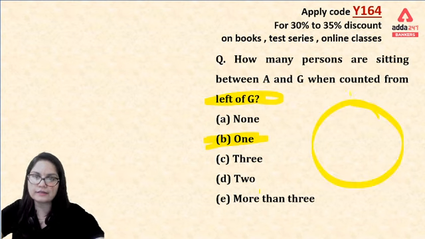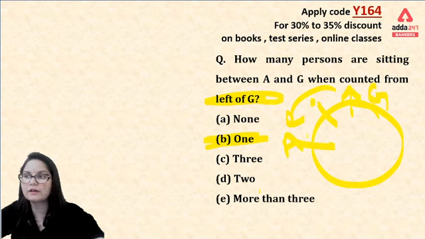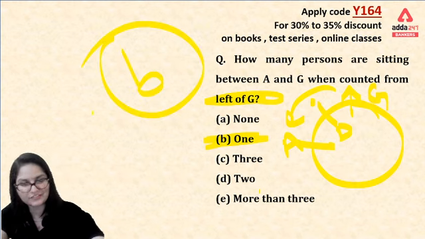As G faces outside, the left is this side and A is sitting here. There is only one person, D, sitting here. So the right answer for this question is B. Again, B is the right answer for this question.